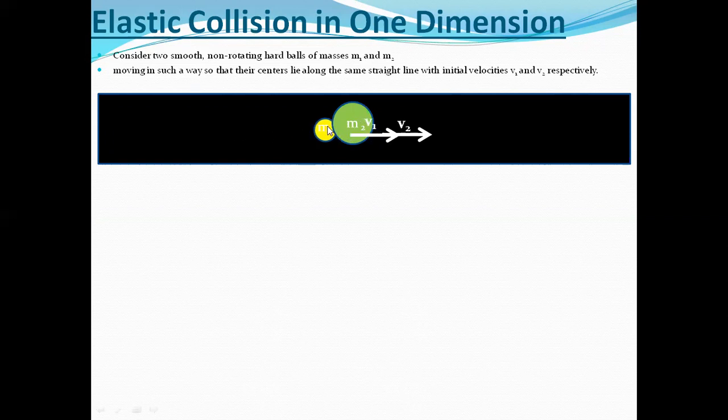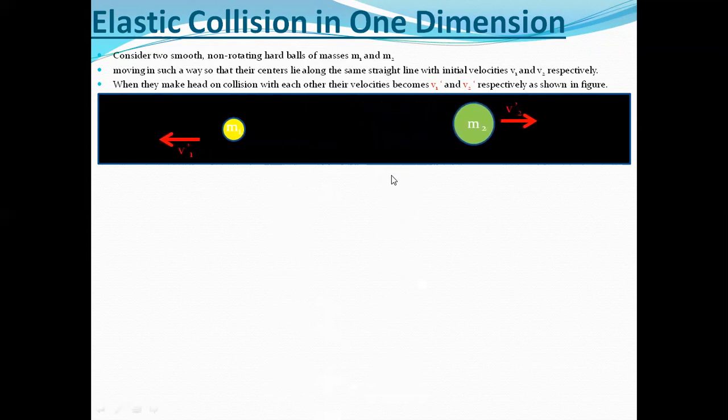Now m1 collides with m2 in a straight line. After this head-on collision, the velocities become v1 dash and v2 dash respectively, as shown in the figure. Now the velocity is changed, and m1 is moving with velocity v1 dash and m2 is moving with velocity v2 dash, and they move away from each other.